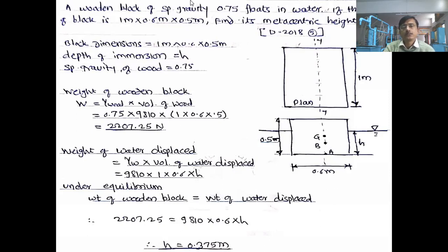The longer side is the length which has been shown in the figure. Plan वरती आहे आणि खाली front view त्याचा. Point 0.6 is the width, 0.5 is the height.